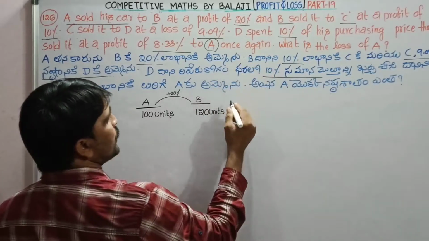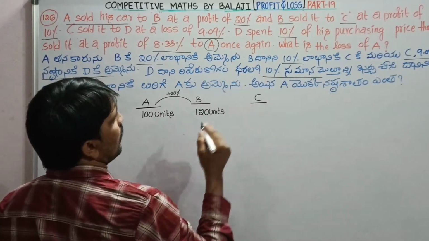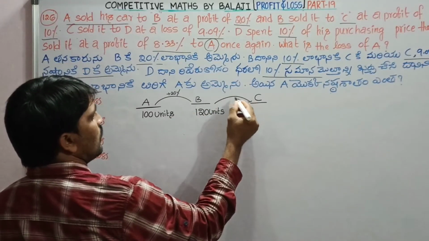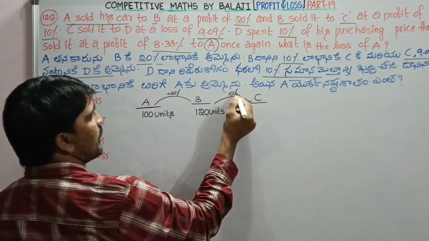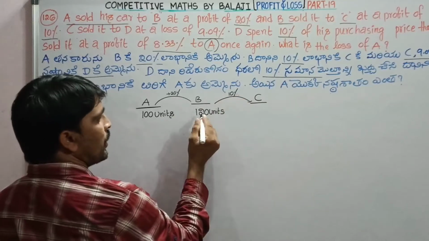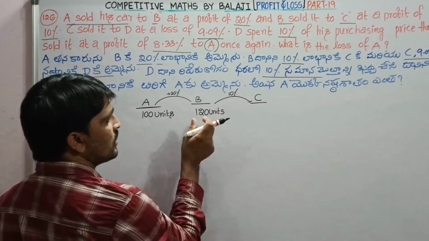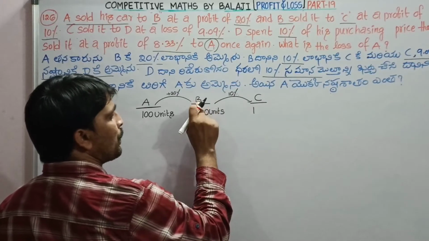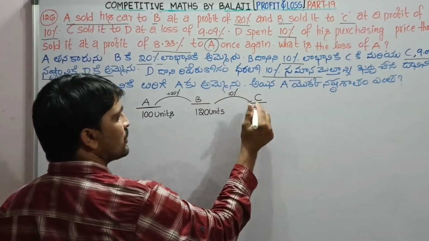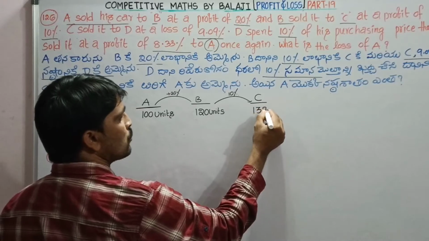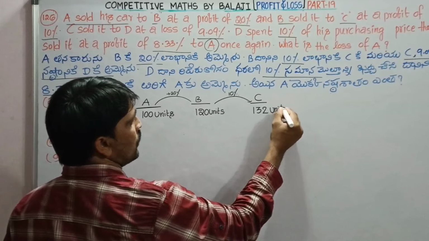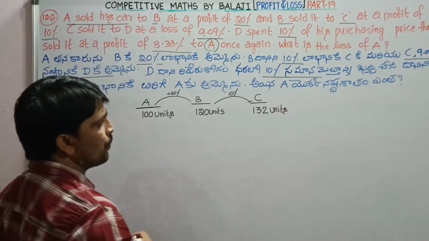And B sold it to C at a profit of 10%. 10% means for every 100, 10 rupees; for every 20 rupees, 2 rupees. That is, 10% of 120 is 12 rupees. So the selling price of B, or cost price of C, is 120 plus 12, that is 132 units or rupees.